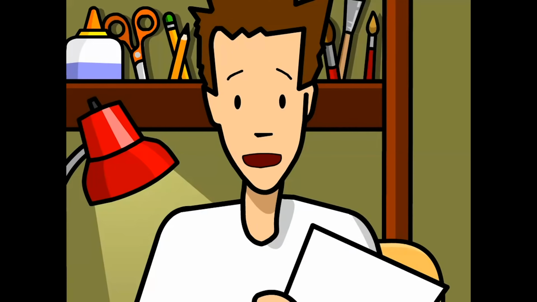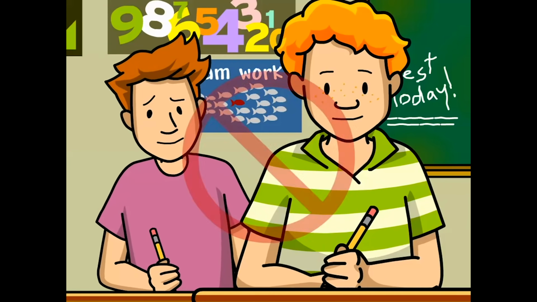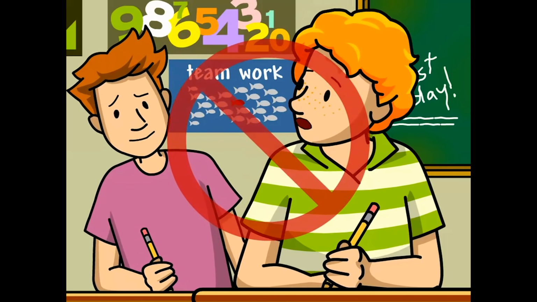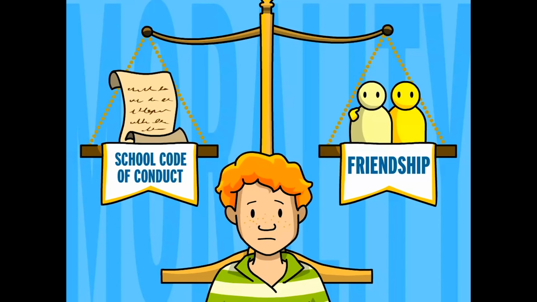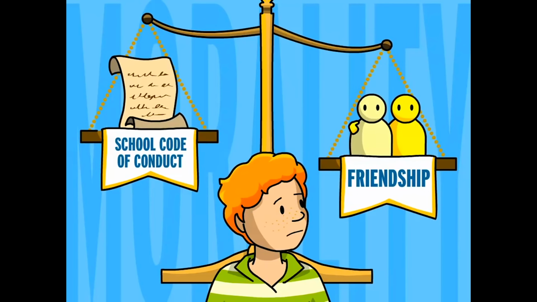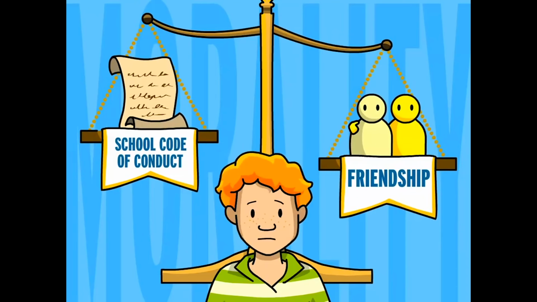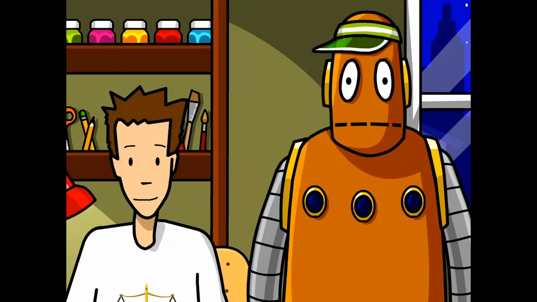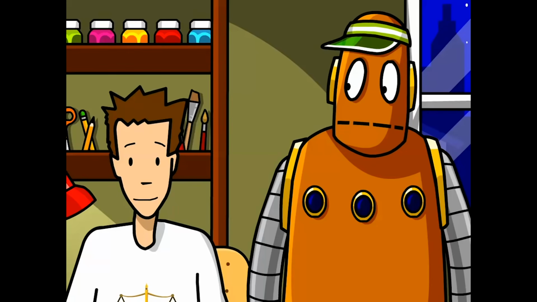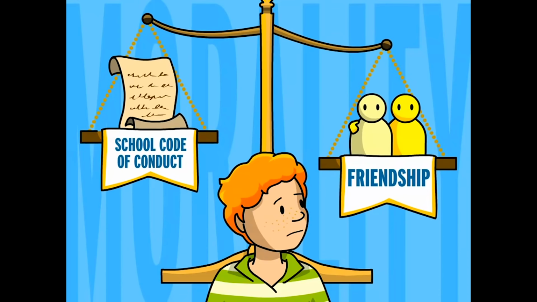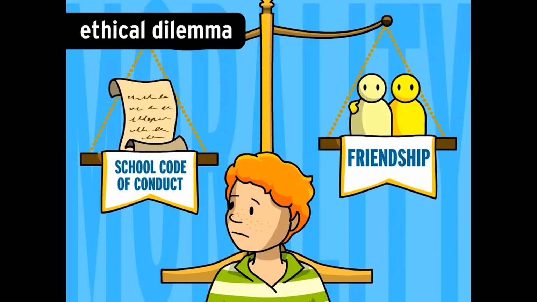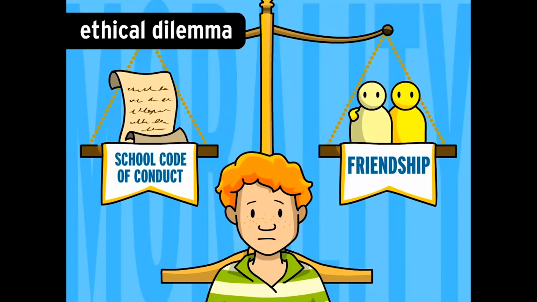This one's a bit trickier. We know that cheating is wrong, and every school has rules against it. On the other hand, friendship carries its own ethical obligations. Friends should be loyal and try to help each other out. By telling your teacher, you'd be betraying Steve. Yep, it looks like we've got an ethical dilemma, a situation with no clear-cut right answer.